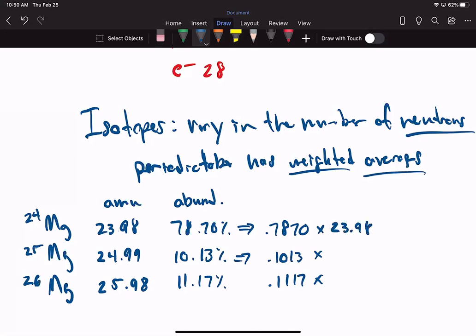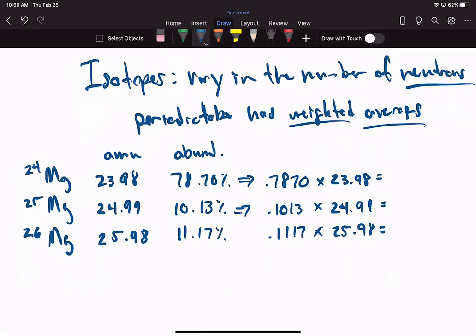And now we're going to take that AMU and multiply. 23.98. Left-handed 8s are horrible. Let's see, 24.99, 25.98. You guys have calculators, so go ahead and calculate those and provide me some answers.